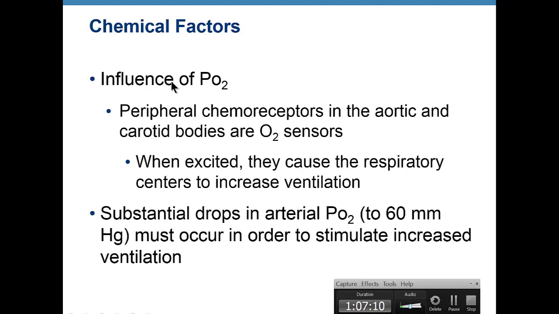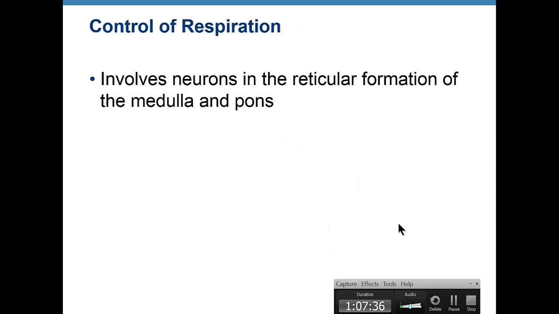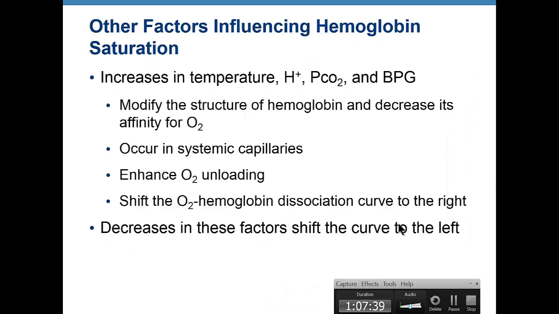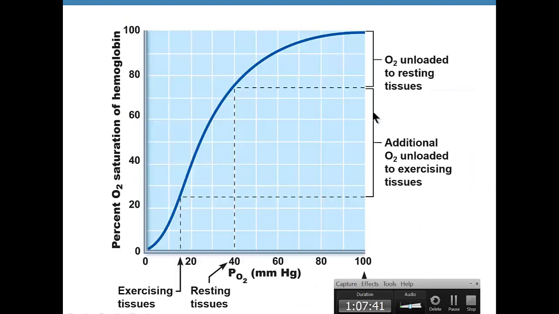Okay, so we talked about chemical factors. We do see these chemoreceptors in the aortic and carotid arteries kicking in when PO2 gets less than 60. Why does it have to be less than 60 for these things to kick in? Very good. If we look at our hemoglobin saturation curve, when we get to 60, that's where we see a real steep drop.